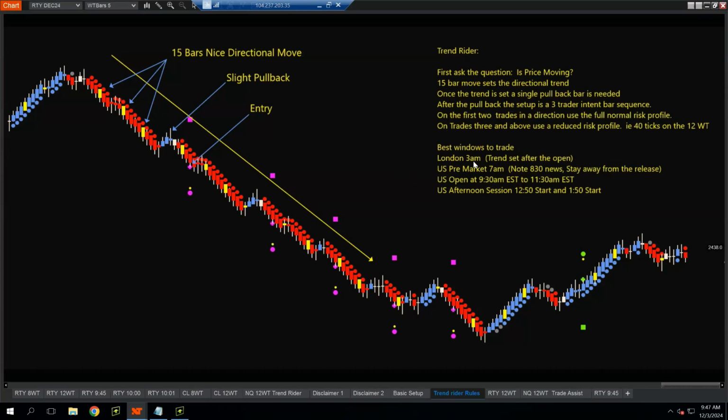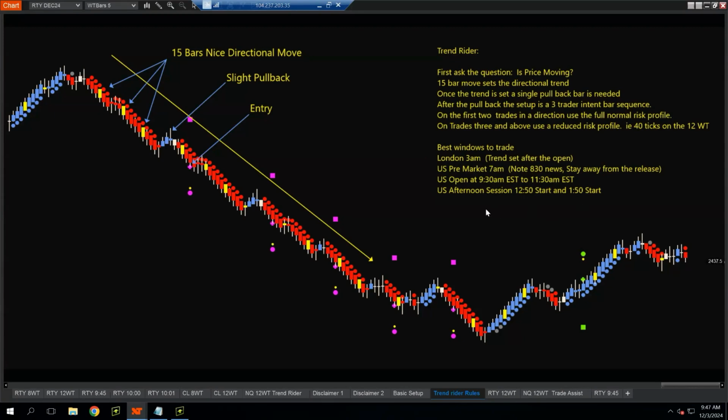Best windows to trade. Basically, you have the opportunity to trade 23 hours a day if you have the time and don't need sleep. There's a few guys that do that. It's crazy. Here are the sweet spots. London 3 a.m., U.S. pre-market 7 a.m. You've got to stay away from 8:30 news. And the U.S. Open 9:30 to 11:30. And then the afternoon session 12:50 and 1:50 are good start times.